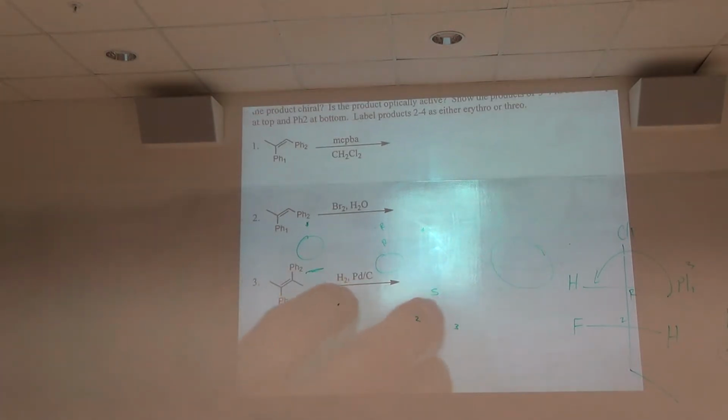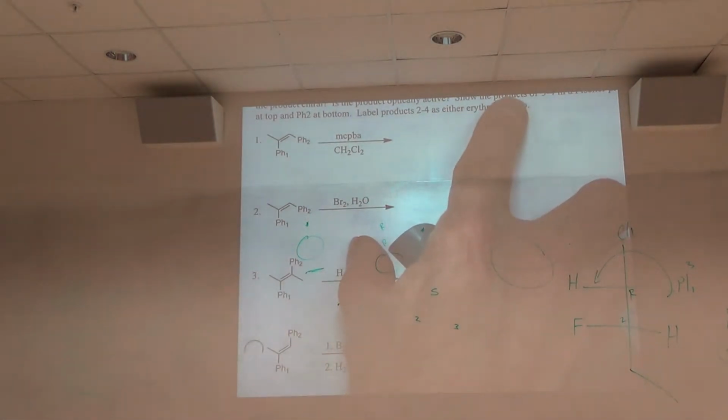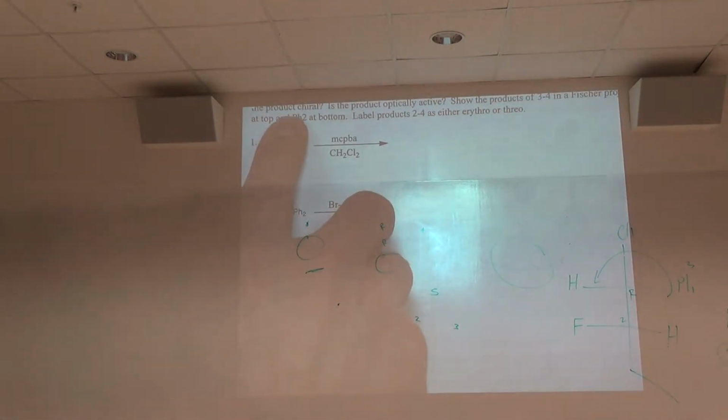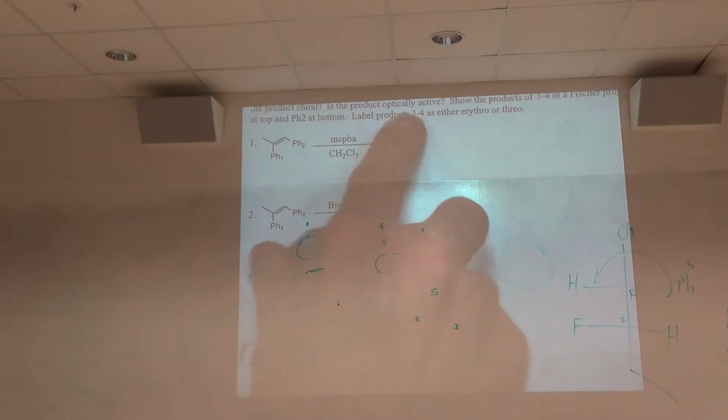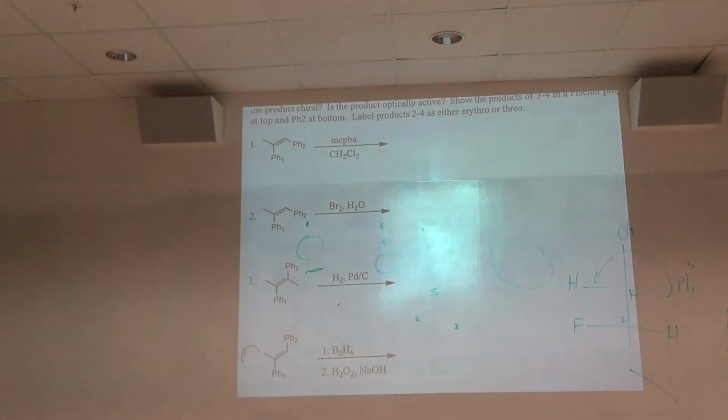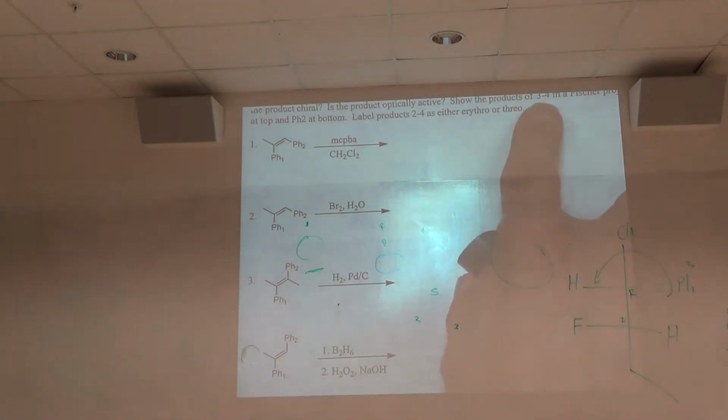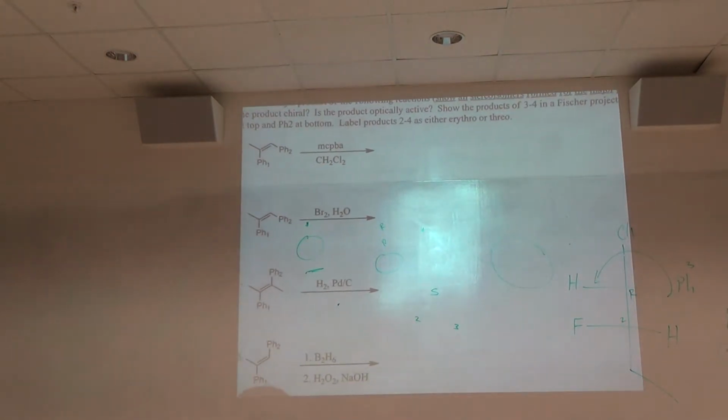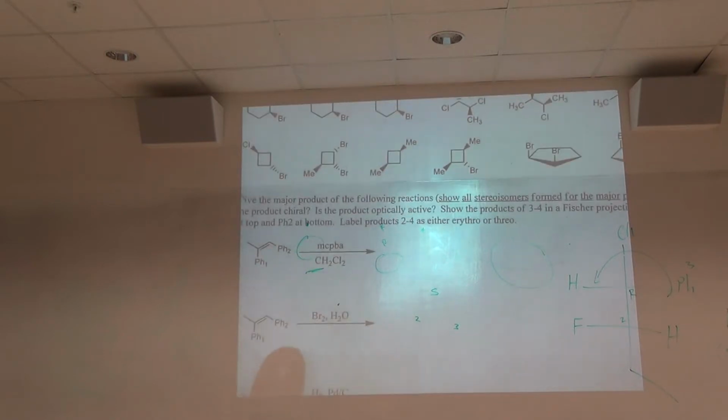Question: give the major product, show all stereoisomers formed. Is the product chiral? Is the product optically active? Show 3 and 4. Fischer projection with phenyl 1 at top and phenyl 2 at bottom. Label product as erythro or threo. Okay, 3.